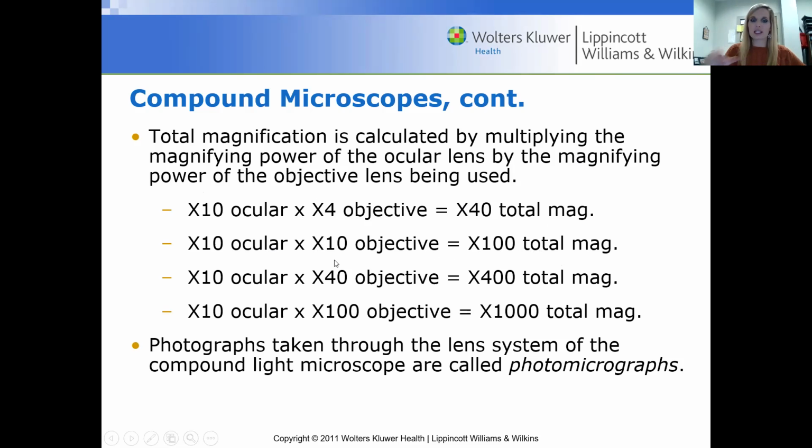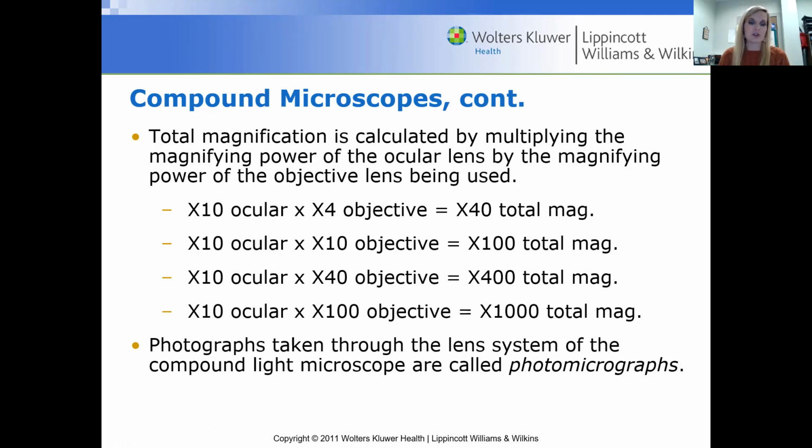Then you switch it to the next biggest, which is 40. 10 times 40 is 400. So you can see where I'm going with this. And finally, the biggest objective lens is times 100. 10 times 100 is 1,000. So that's where we're seeing that the maximum total magnification for a compound microscope is 1,000 times its actual size. Again, just basic math here.